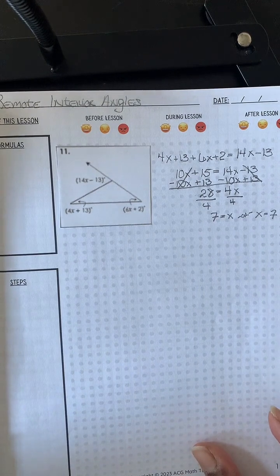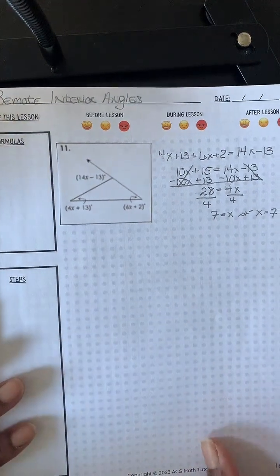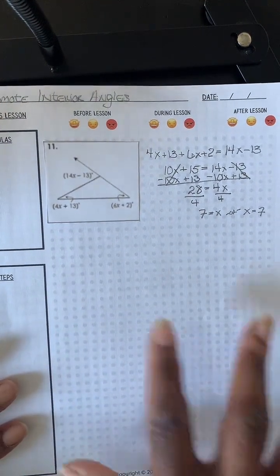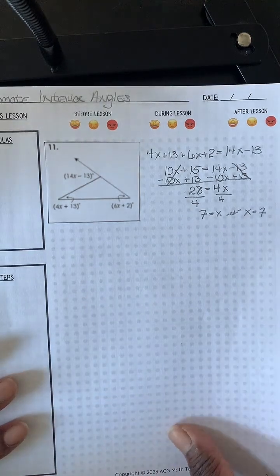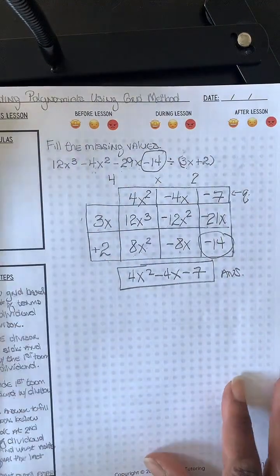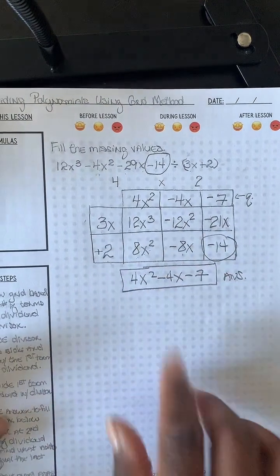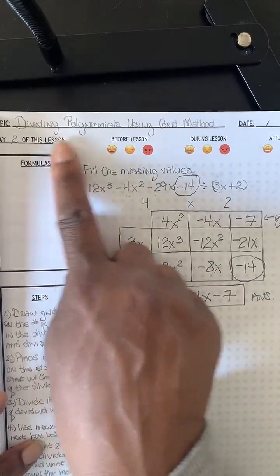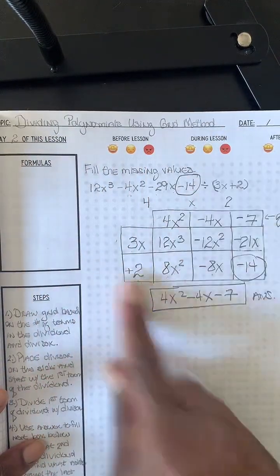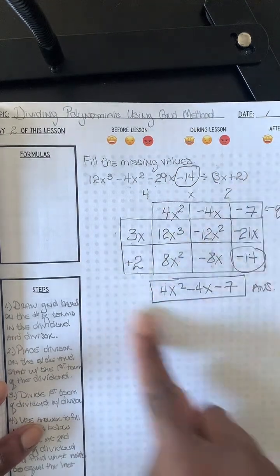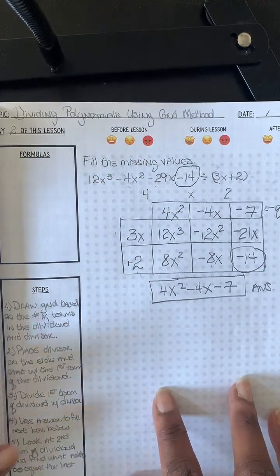But remember, when you have this math notebook, it'll help your kids get organized. It'll help them get their thoughts situated. And it doesn't matter. Like here, I have dividing polynomials, okay, using the grid method. And you are able to use your examples here.